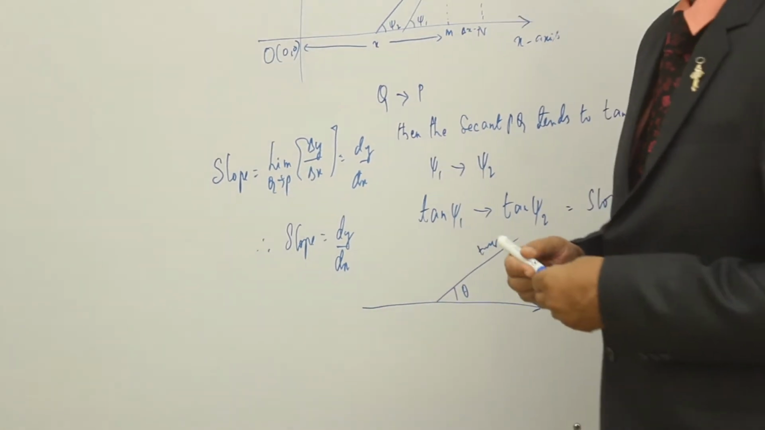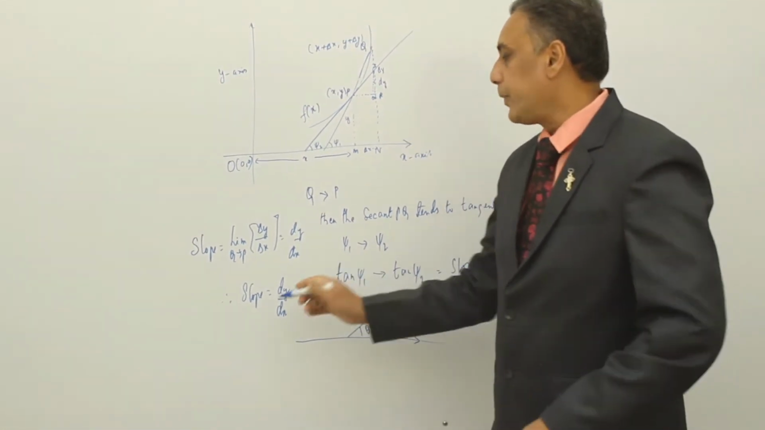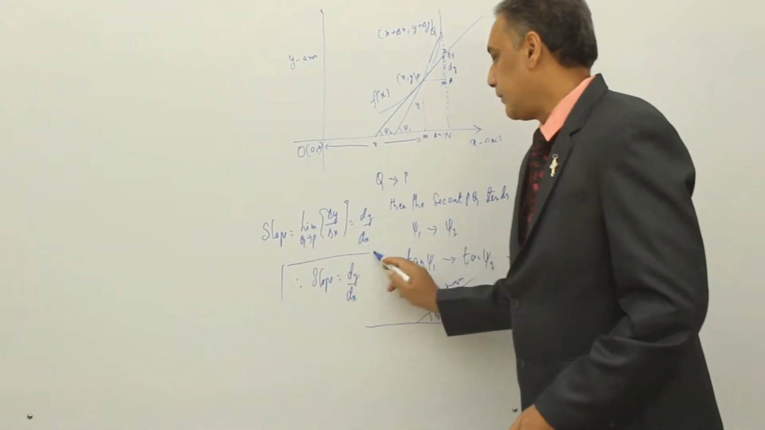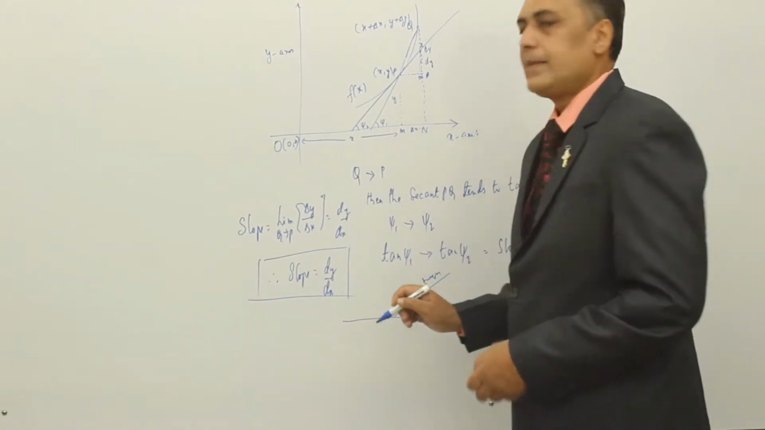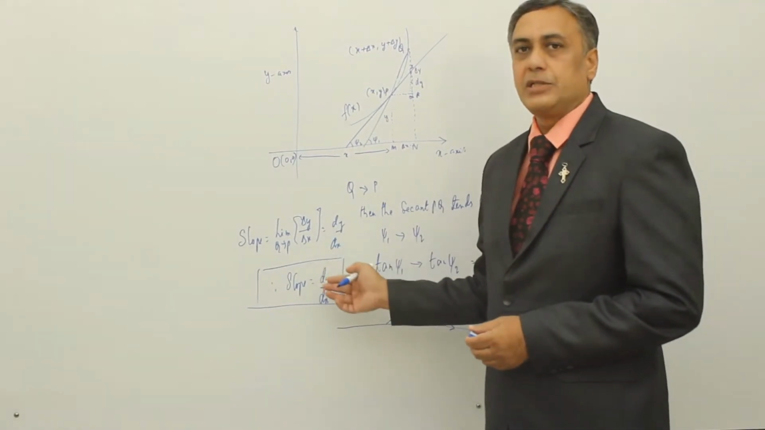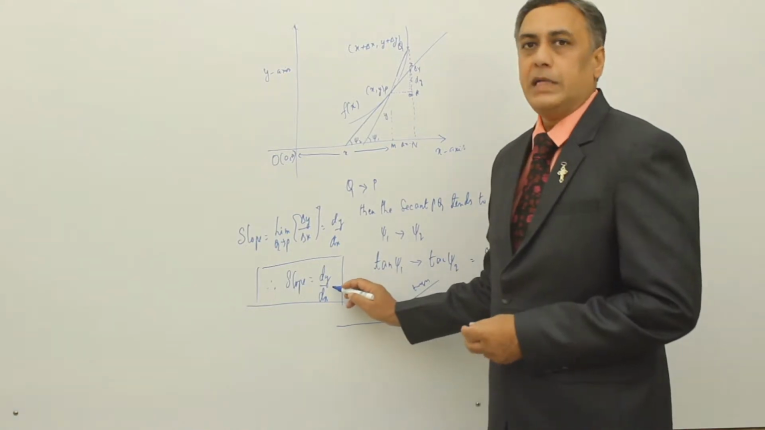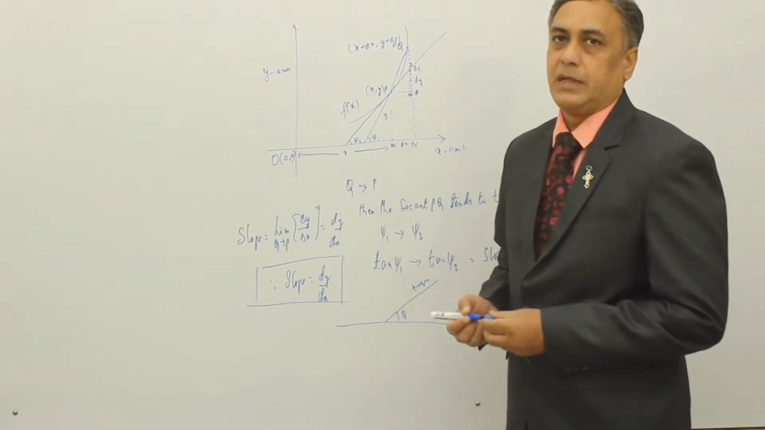So whenever you differentiate a given curve, you actually get the slope of the tangent of that curve at that point. So differentiation of a curve gives you the slope of the tangent at that point. So that is the geometrical meaning of dy by dx.